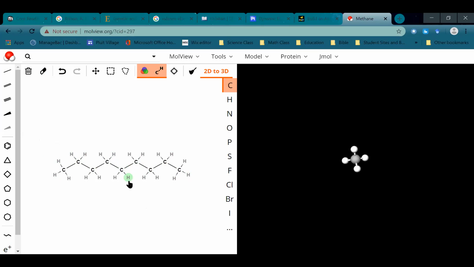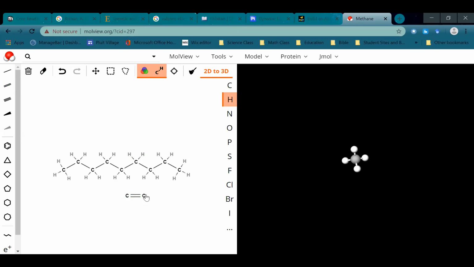And one other thing you will see is that sometimes, rather than being bound to four things, they might actually have something called a double bond. Instead of just sharing one pair of electrons, they share two pairs of electrons. So now, those already each have two bonds.